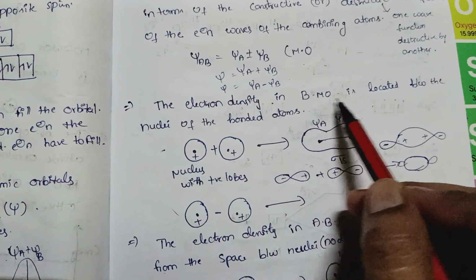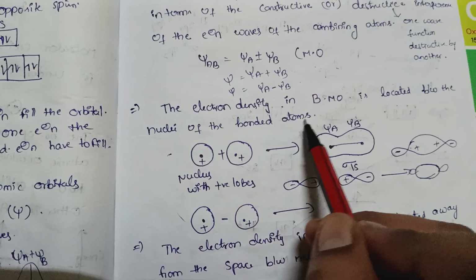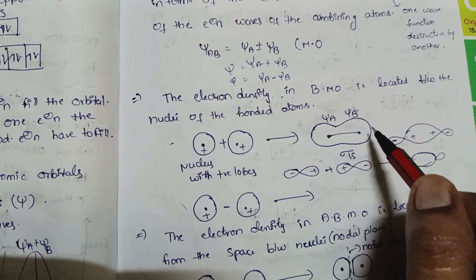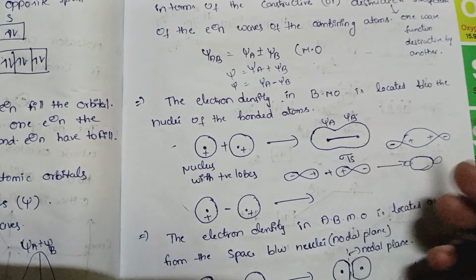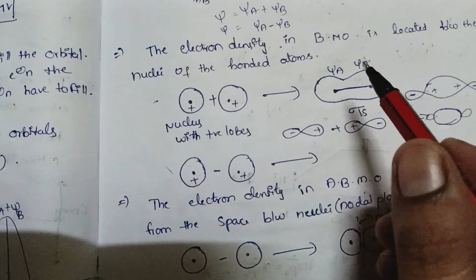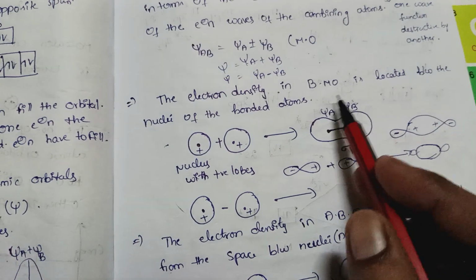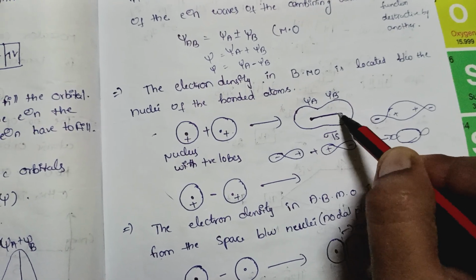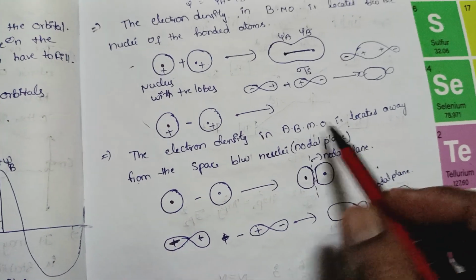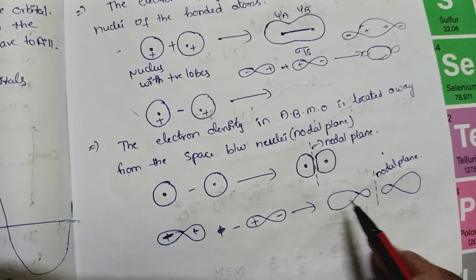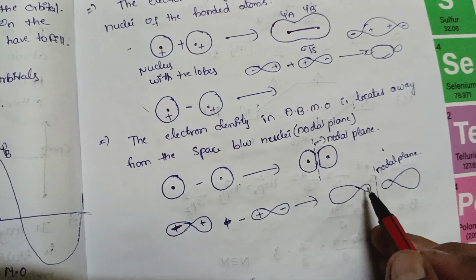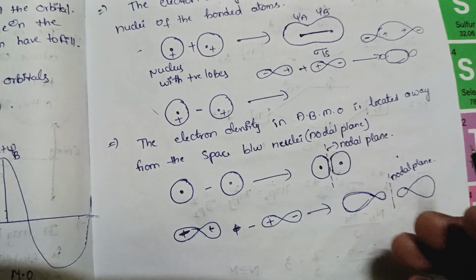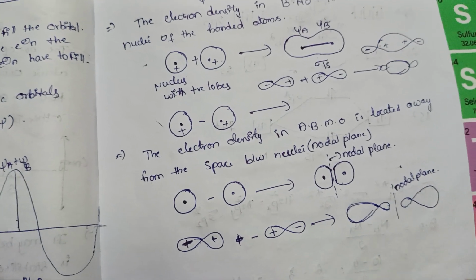The electron density in a bonding molecular orbital is located between the nuclei of the bonded atoms. See, these are the two atomic orbitals. Whenever they form a molecular orbital, the electron density in the bonding molecular orbital is located between the two nuclei of the bonded atoms. See, this is the electron density between the two nuclei. But in the anti-bonding molecular orbital, the electron density is away from that space. These are the two atomic orbitals, and whenever they combine to form the molecular orbital, see, the electron density is away from each other. One nodal plane is present. Nodal planes we will discuss in the next atomic structure chapter.